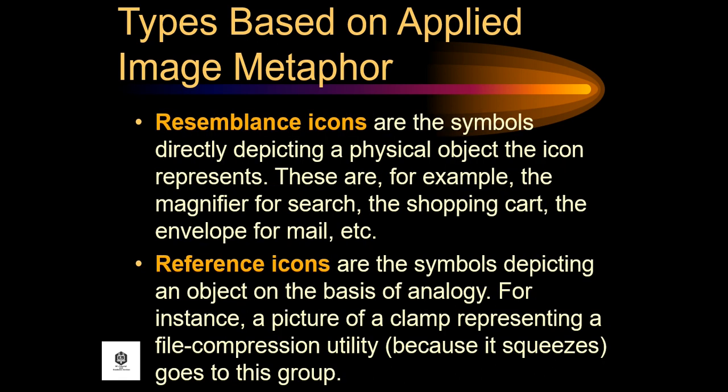First, resemblance icons are the symbols directly depicting the physical object the icon represents. These are, for example, the magnifier for search, the shopping cart, the envelope for email, and so on. Next type is the reference icons, which are the symbols depicting an object on the basis of analogy. For instance, a picture of a clamp representing a file comparison utility, because it squeezes, goes to this group.